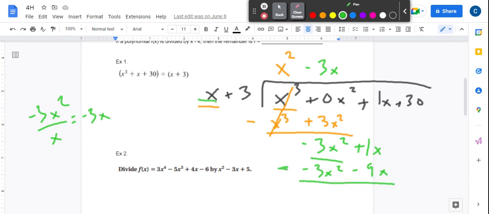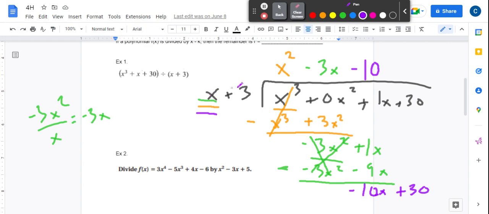Now we come down here, we're going to subtract these two bad boys. Again, the 3x squareds cancel out. 1x minus negative 9x was negative 10x. Okay, and then we'll bring the 30 down here. Okay, again, now we're going to divide our negative 10x by x. So negative 10x divided by x is negative 10.